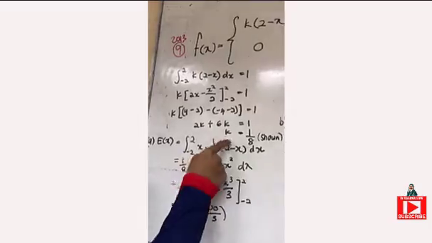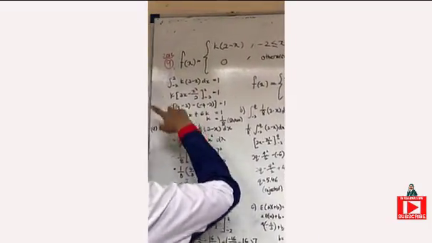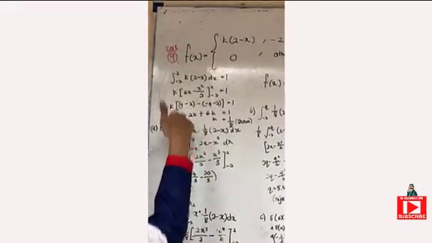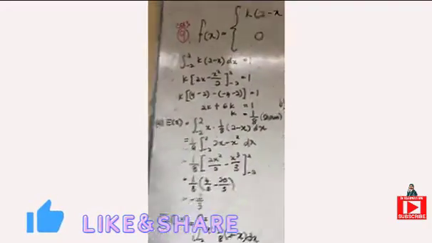The question asks us to show that k is equal to 1/8. So we need to integrate this function between -2 to 2 is equal to 1. So we integrate and then we will get k is equal to 1/8, which is true.